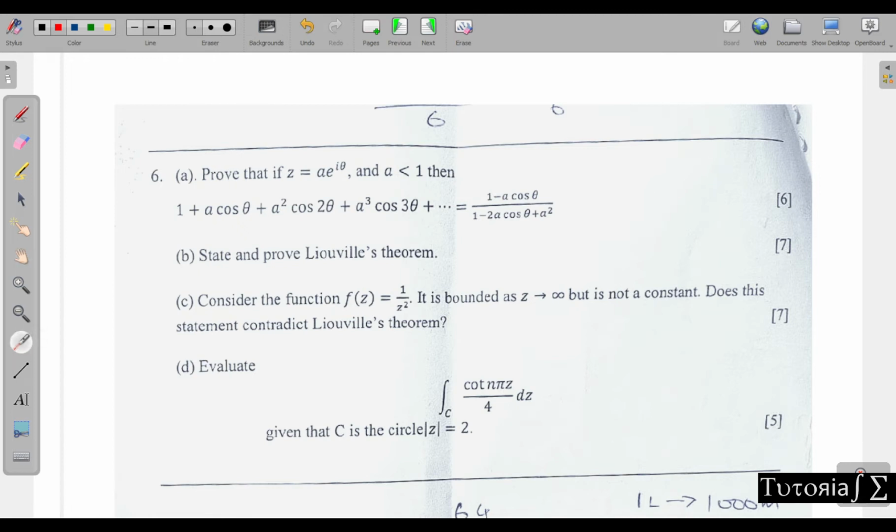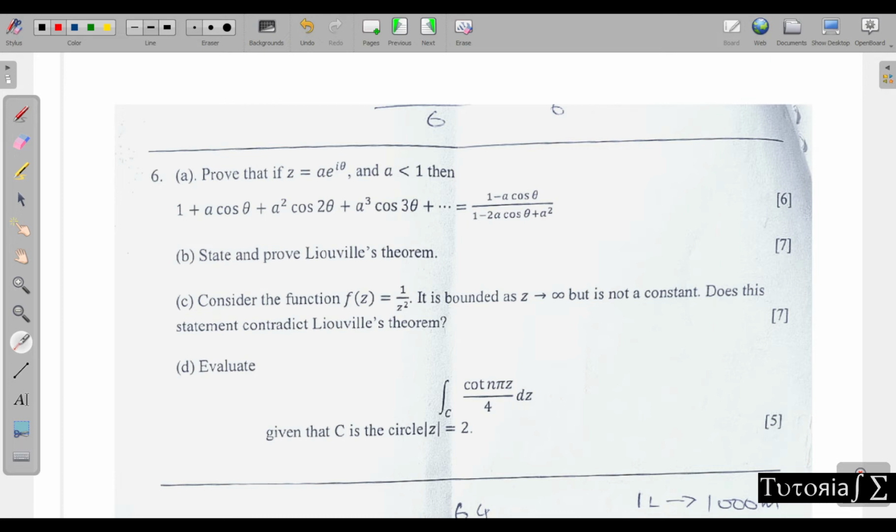We continue with our series on revision questions. We are doing complex analysis. This is question number 6 that we're going to solve in this lesson. Basically, we're going to prove that if z is equal to a e to the i theta and a is less than 1, then this series converges to that. The answer for this series is that. So that is simply what we're going to do.